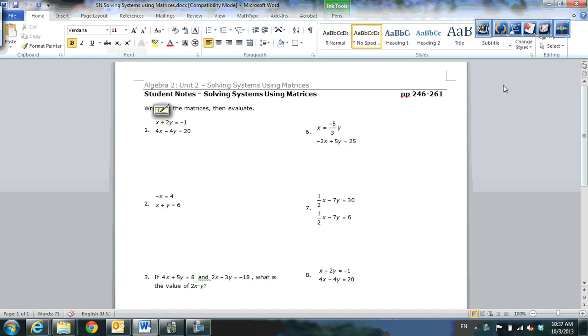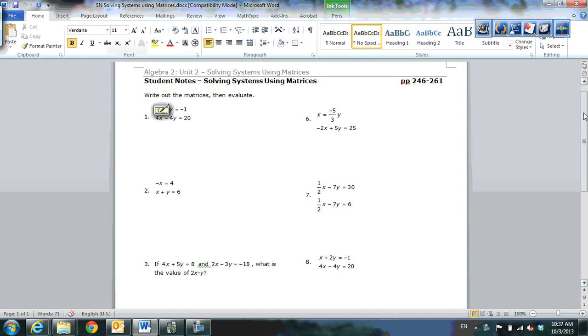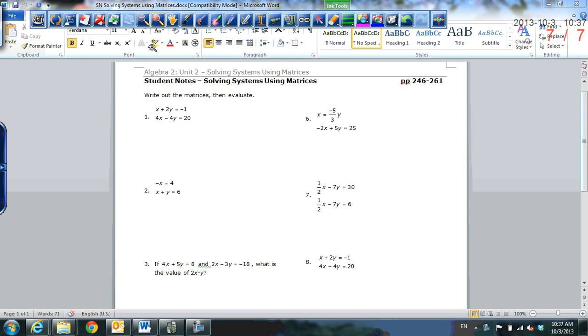So we're going to be solving systems using matrices. We solve systems with substitution, graphing, and elimination or linear combination. Today we're going to be using matrices, and so we'll need a graphing calculator for sure.